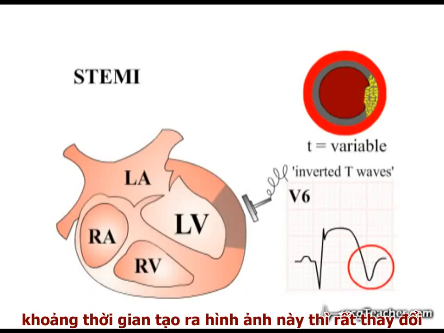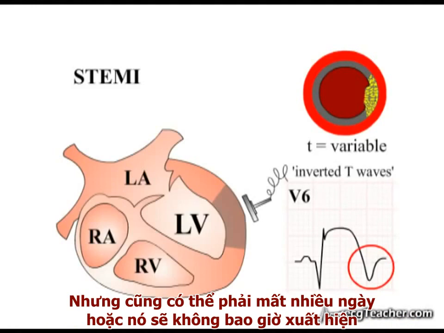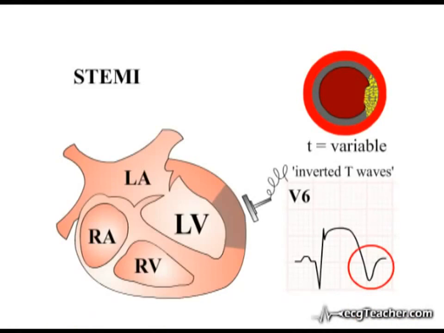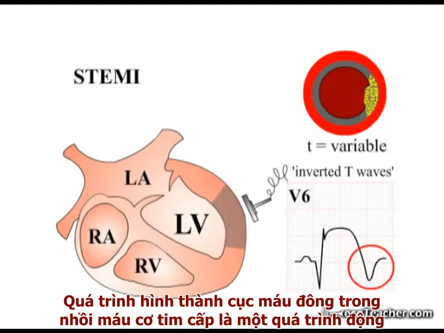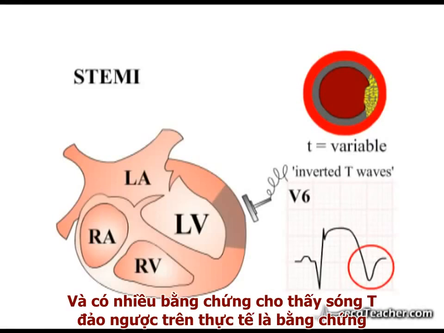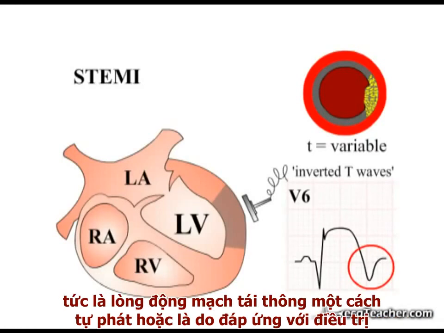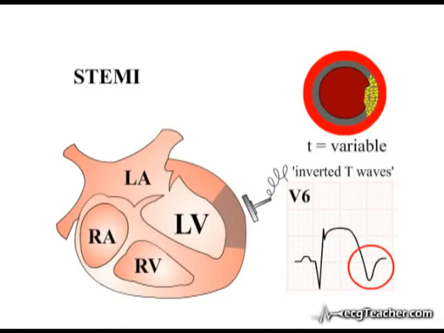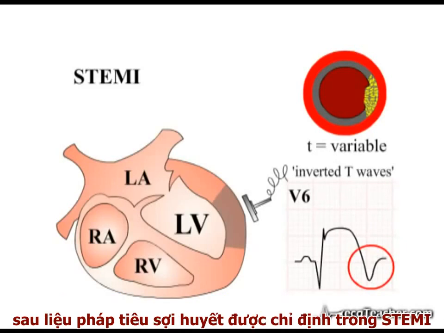The timing of this phenomenon is highly variable. It may occur early, in the hours following vessel occlusion, or may take days to develop, or may not occur at all. The mechanism underlying this change is controversial. The process of clot formation in acute MI is dynamic, and there is some evidence that T-wave inversion may actually reflect reperfusion of the area supplied by the vessel as it recannulates either spontaneously or in response to treatment. In support of this view, flipped T-waves are commonly seen to develop shortly after thrombolytic therapy is initiated for STEMI.